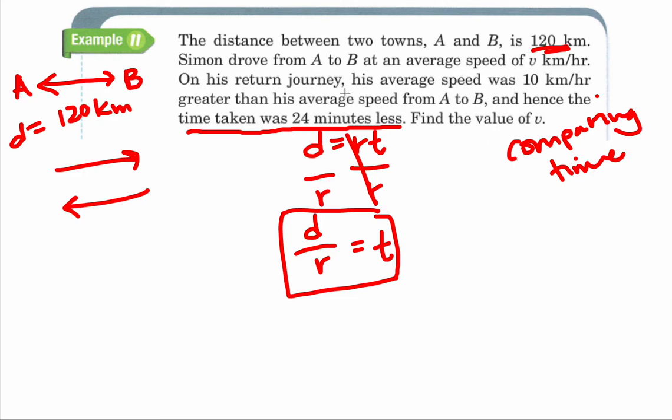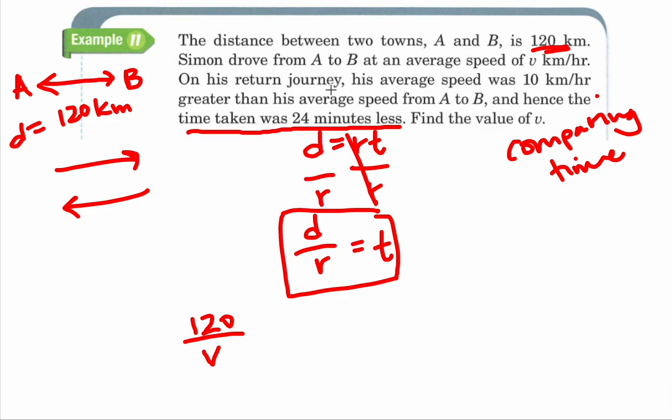So on the way from A to B, the average speed is v kilometers per hour. That's the rate. So the distance is 120 kilometers divided by our speed, our rate, which was v. That's going from A to B.